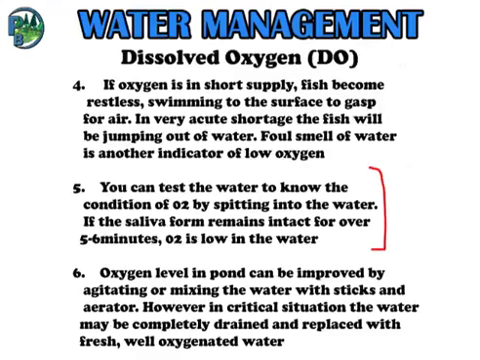5. You can test the water to know the condition of oxygen by spitting into the water. If the saliva foam remains intact for about 5 to 6 minutes, oxygen is low in the water. 6. Oxygen level in pond can be improved by agitating or mixing the water with stick and aerators. However, in critical situation, the water may be completely drained and replaced with fresh, well-oxygenated water.